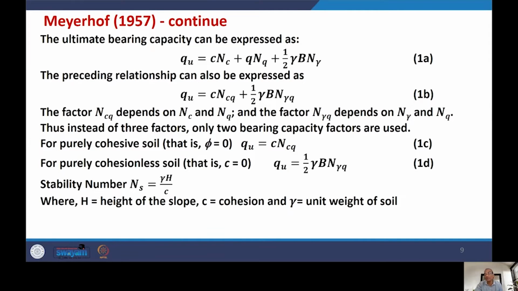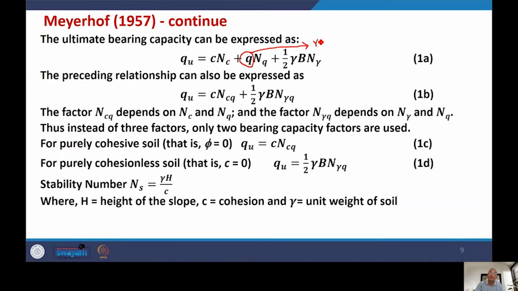Before we discuss the charts, let's discuss how the bearing capacity is determined as presented by Meyerhof. The ultimate bearing capacity can be expressed by this expression, which is the same as Terzaghi's theory, as we discussed already: c Nc plus q Nq plus half gamma B N gamma. And q, as we discussed earlier, can be found out.